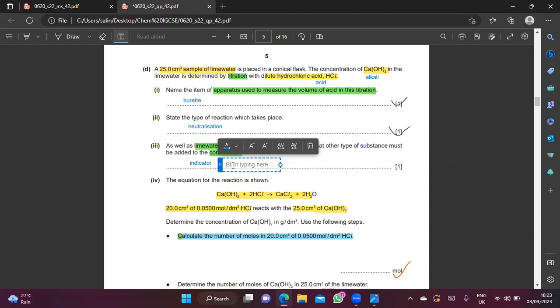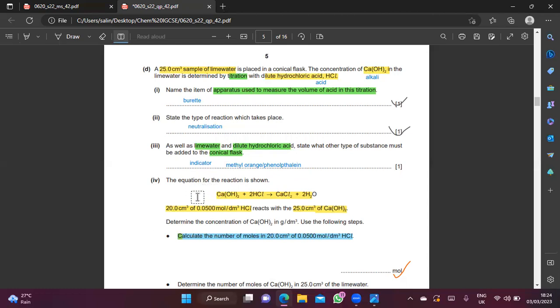Okay, what type of indicator do we normally use? Methyl orange. You can use methyl orange, although they didn't ask, yeah? Or you can use phenolphthalein, yeah? Okay, I don't know how to spell phenolphthalein, something like this. Maybe an L there. Okay, phenolphthalein and methyl orange. This is the usual indicator that we use, although they didn't ask. You don't need to tell them. So the answer is indicator only.